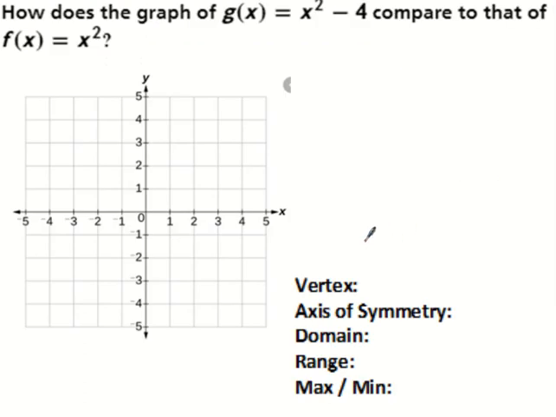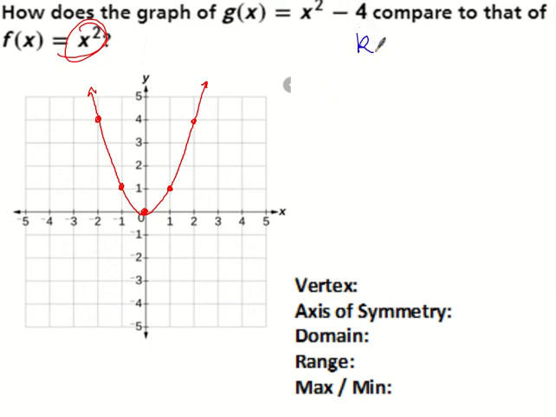So it says, how does the graph of g(x) equals x squared minus 4 compare to that of f(x) equals x squared? So remember, this is our parent function. So our vertex would be at (0, 0). And then if I plug in 1 squared, 2 squared, negative 1 squared, negative 2 squared, right? So this is my parent function. Wow, that was a pretty good U. Okay, that's this one. Now, with g(x), it's minus 4.